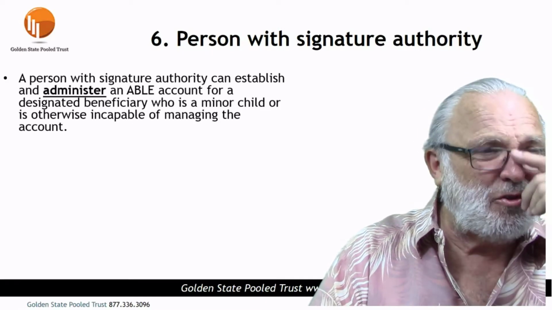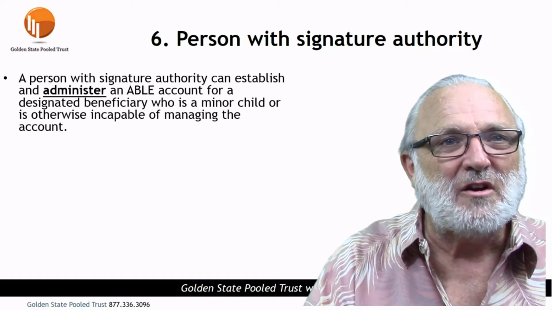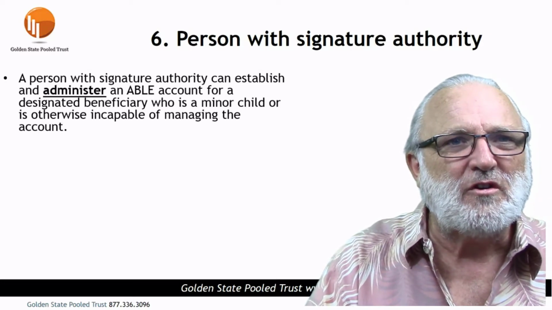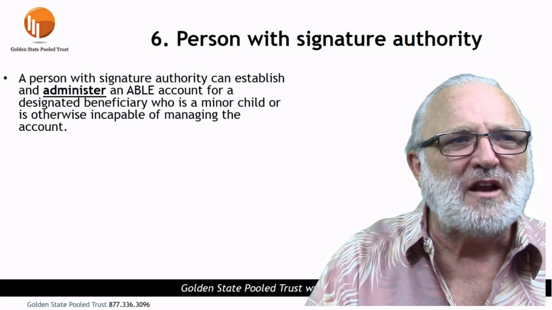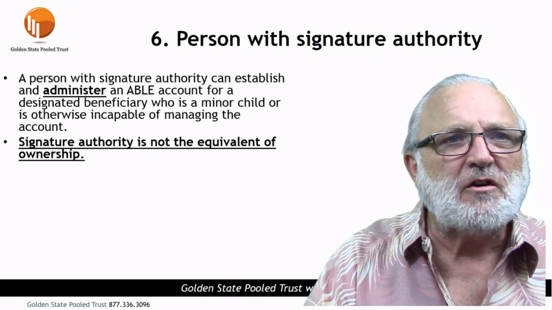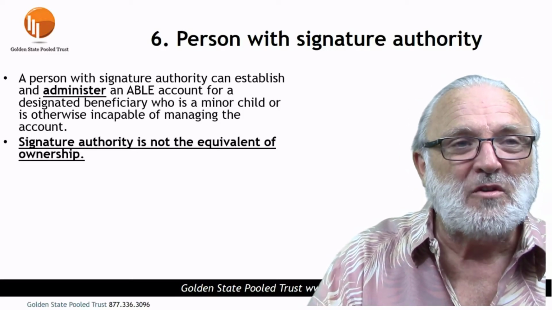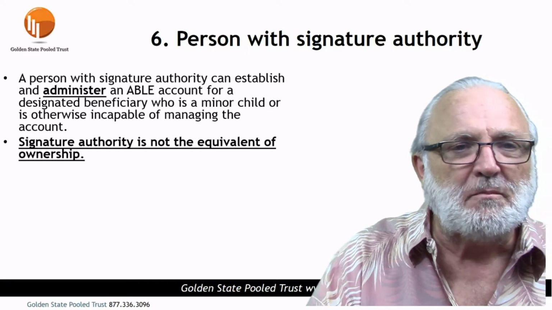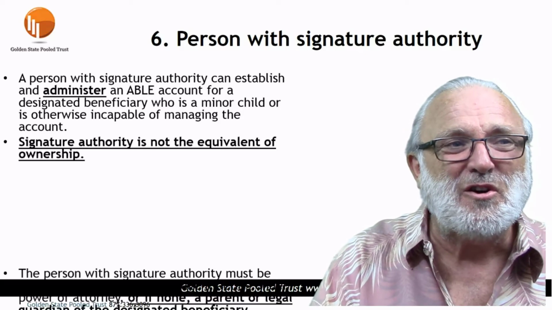Persons with signature authority. A person with signature authority can establish and administer an ABLE account for a designated beneficiary who is a minor child or is otherwise incapable of managing the account. Signature authority is not the equivalent of ownership. So for instance, you could have somebody who is on SSI administering somebody else's ABLE account, and it shouldn't interfere with their benefits because they don't own it.